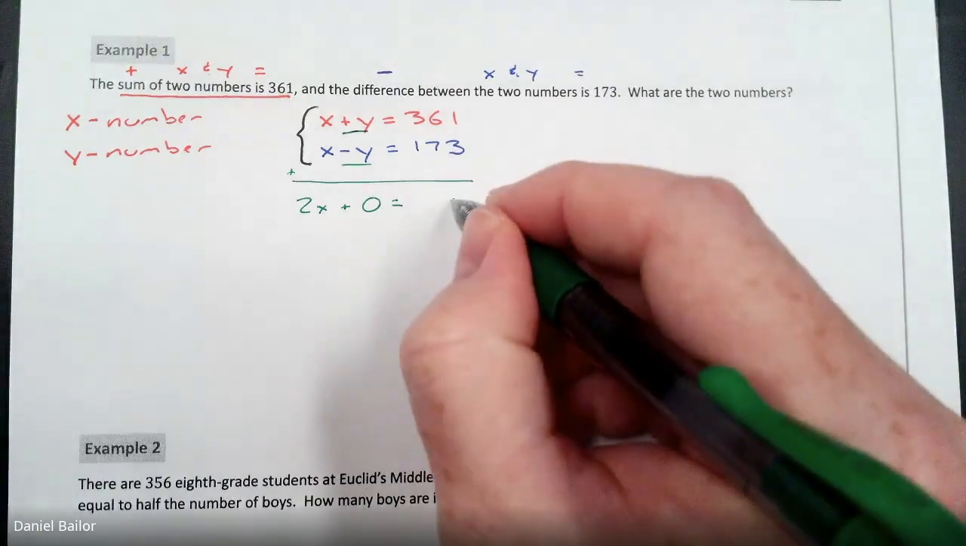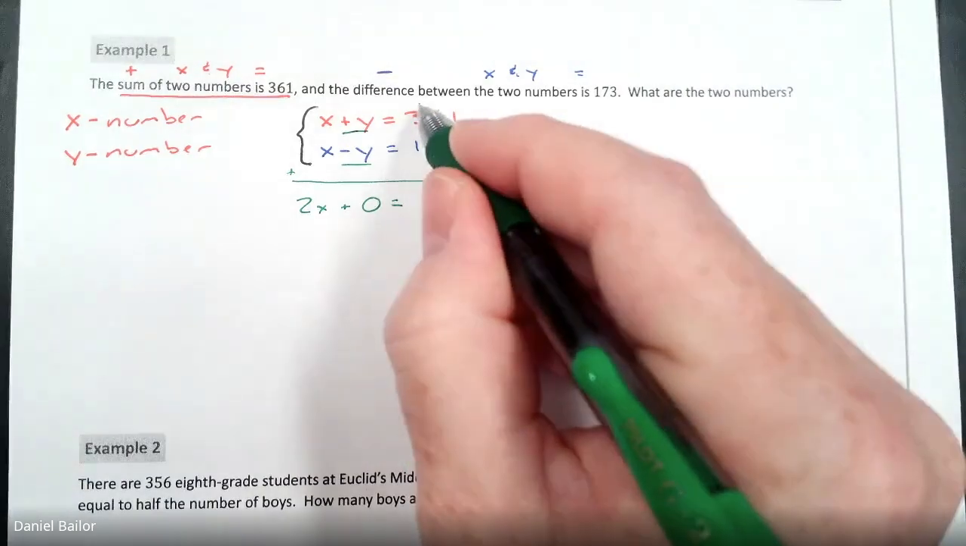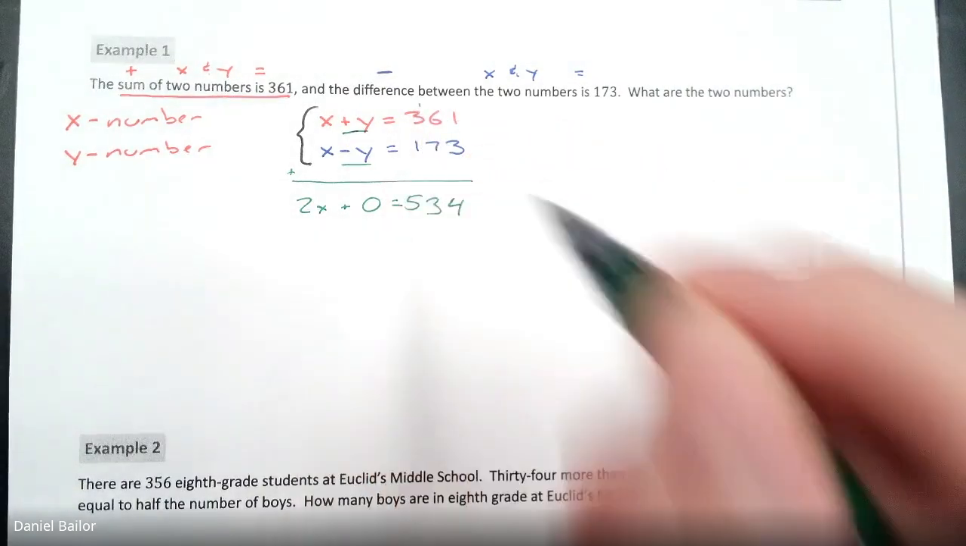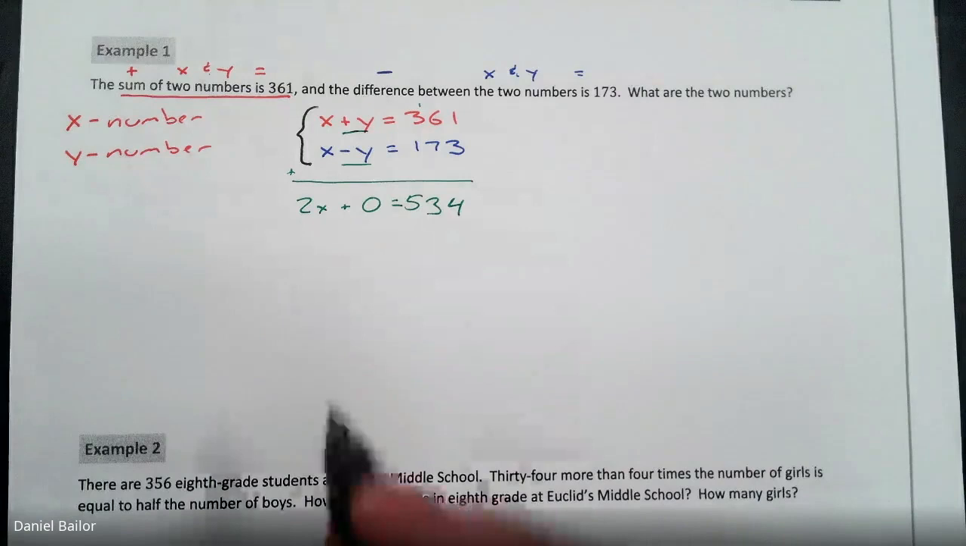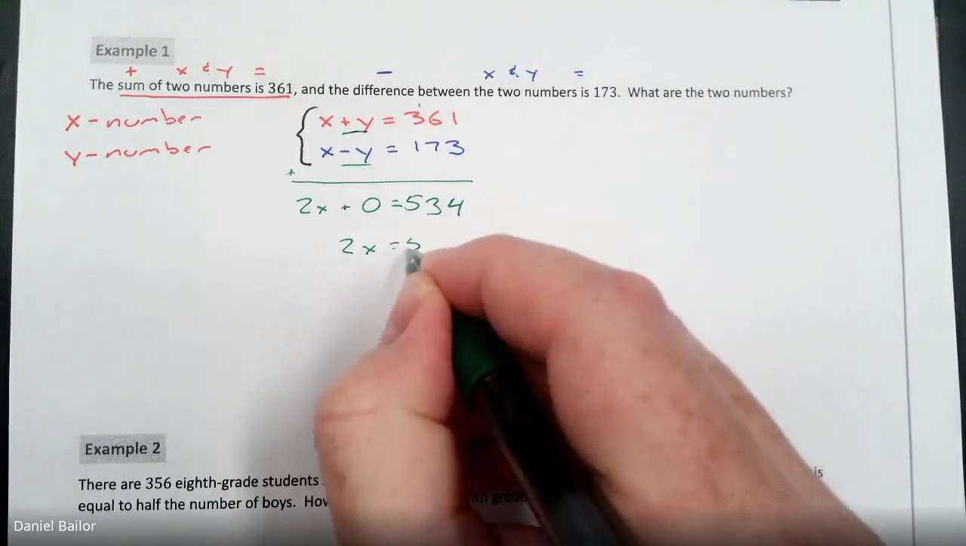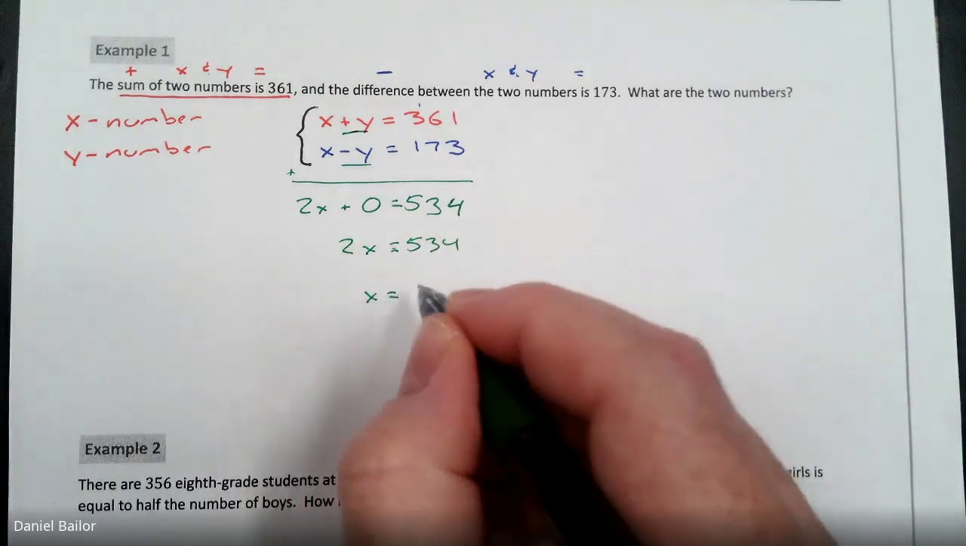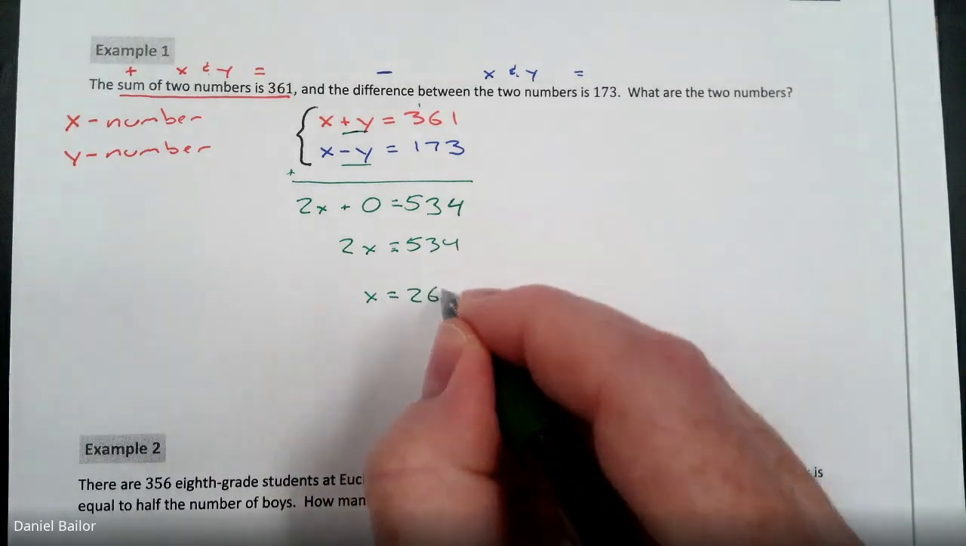So I get 1 plus 3 is 4. 6 plus 7 is 13. 1 plus 3 plus 1 is 5. So I get 2x plus 0 equals 534. That's 2x equals 534. That means if I divide by 2, I get 267.